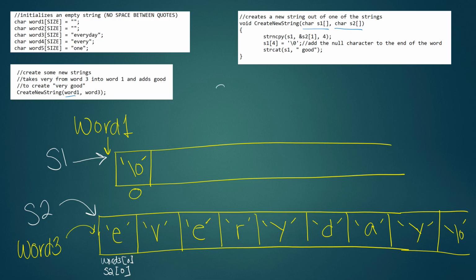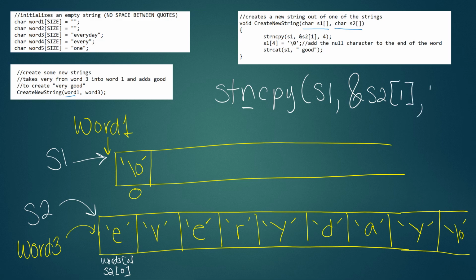strncpy. So this here, strncpy into S1. So this is the destination. We're going to be copying into S1 from address of S2 at index 1, and we're going to copy 4 characters. So what does that mean? Well, this is index 0. This is index 1. And this right here is address of S2 at index 1. So S2 at index 1 is a character, and address of S2 at index 1 is the beginning of a string.